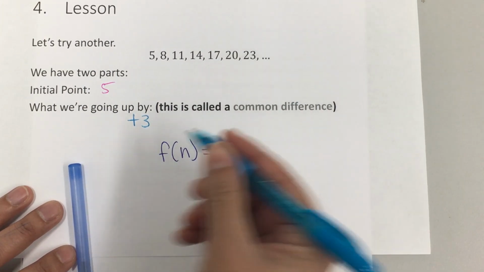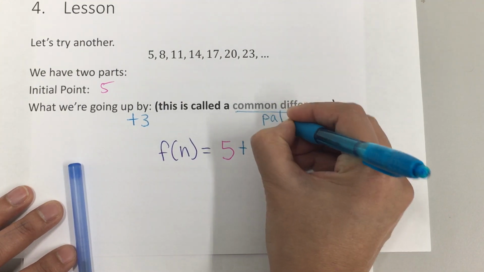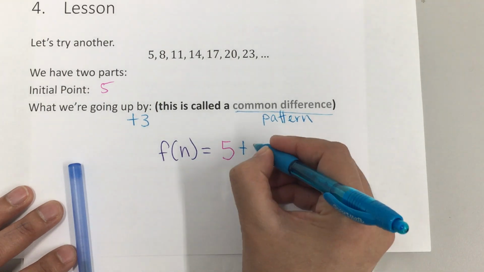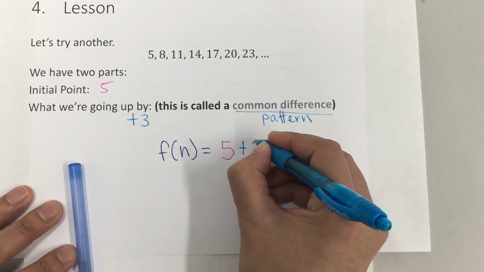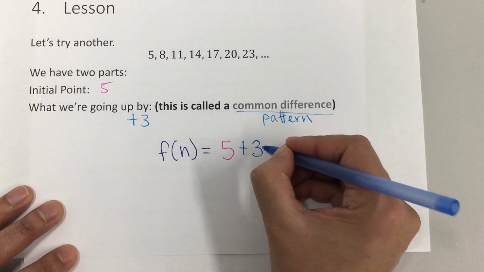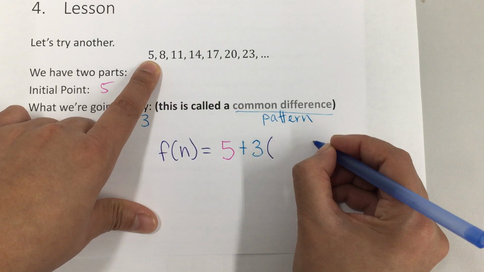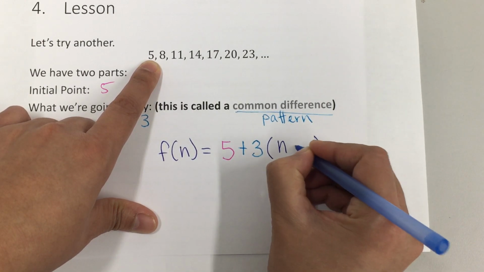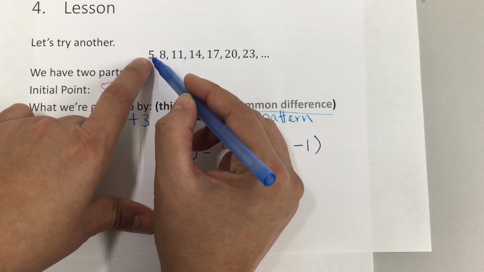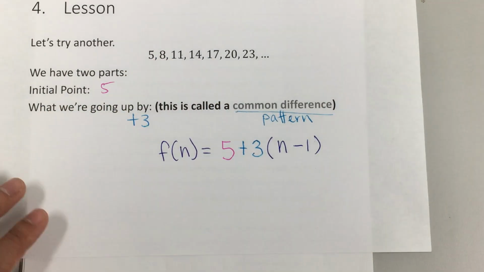plus the pattern. I also call this the pattern or the rule. So the rule or pattern or common difference is adding 3. And remember that we add that 3 every day except the first day. That's why we always put n minus 1, because the 3 is added in here, not in here, and in here, and in here. So 1, 2, 3, etc.